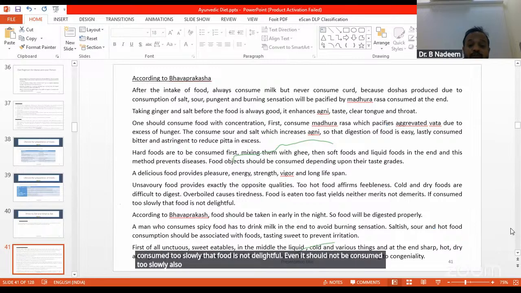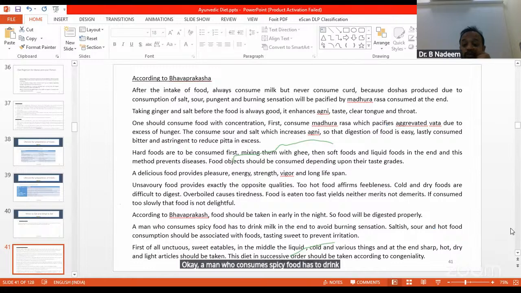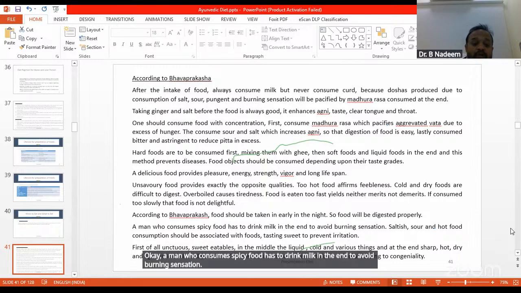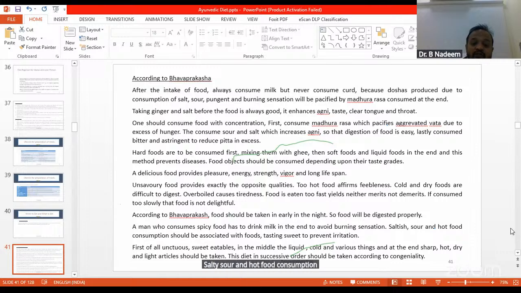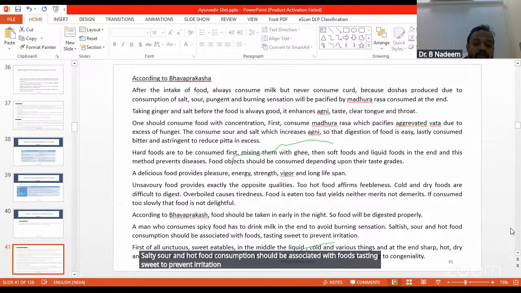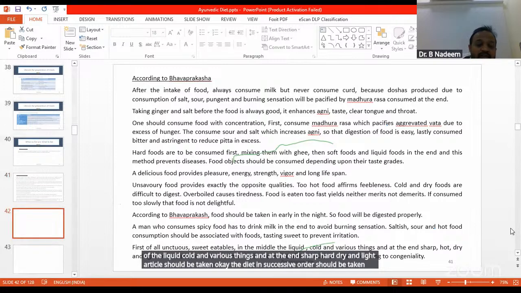According to Bhava Prakasha, food should be taken early in the night, so food will be digested properly. A man who consumes spicy food has to drink milk in the end to avoid burning sensation. Salty, sour, and hot food consumption should be associated with foods tasting sweet to prevent irritation. First of all, unctuous sweet eatables, in the middle liquid and cold things, and at the end sharp, hot, dry, and light articles should be taken. The diet in successive order should be taken according to congeniality.